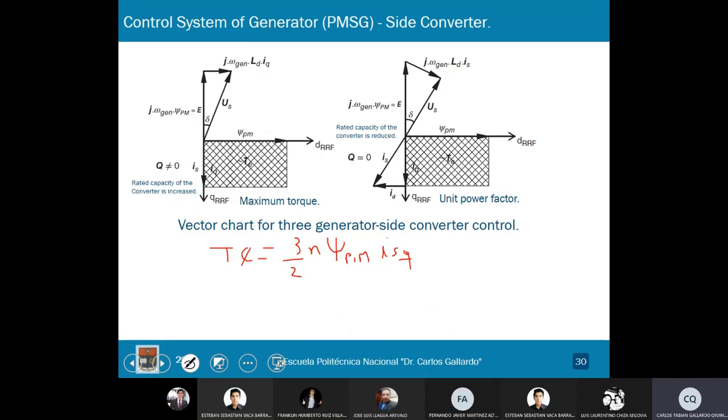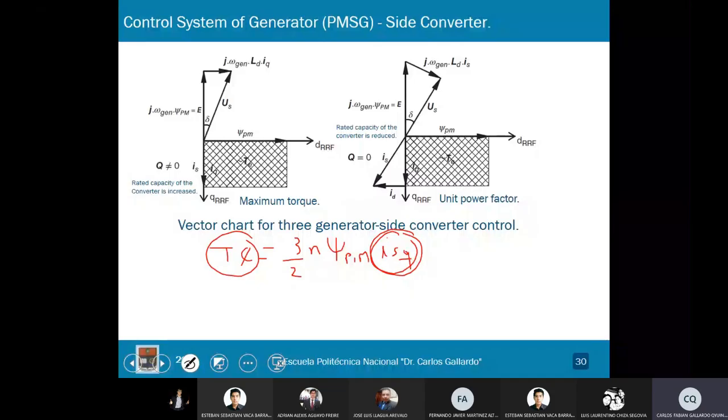So what happened in this case? The electromagnetic torque only depends on the stator current on Q axis. So it's possible to carry out the control of the electromagnetic torque only with the stator current on Q axis. This is my first mode of operation, the control strategy. My first control strategy is the maximum torque.